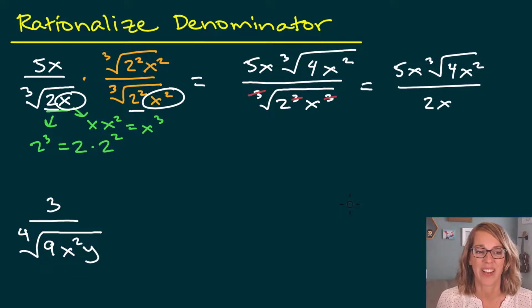In this next one, I actually have a 4th root. So I want to start by breaking this 9 down.